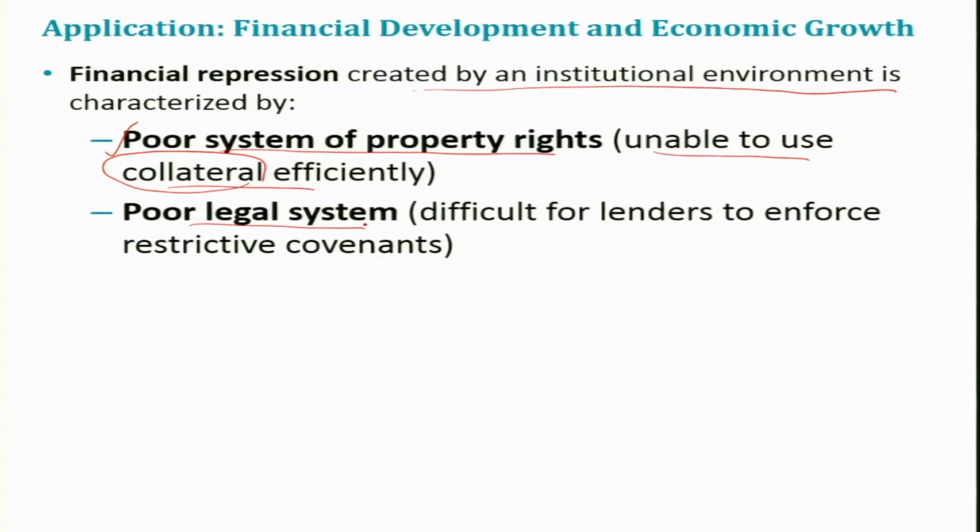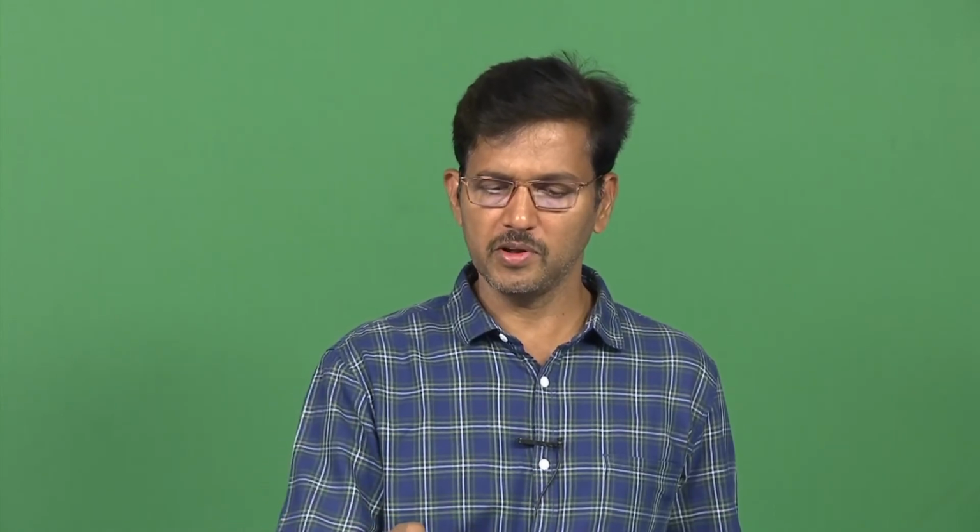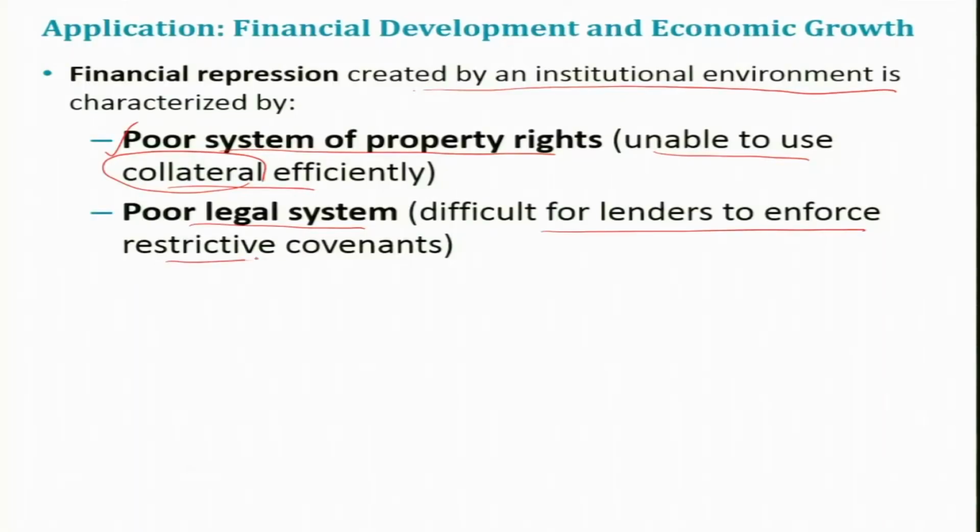Not only that, the legal title to collateral is weak, sometimes non-existent. You can also see that the legal system is poor. The number of cases pending in the courts is large. So suppose the lender is not getting back the loan amount, then if he or she approaches the court, it will take lots of time, and it will be difficult for lenders to enforce the restrictive covenants.